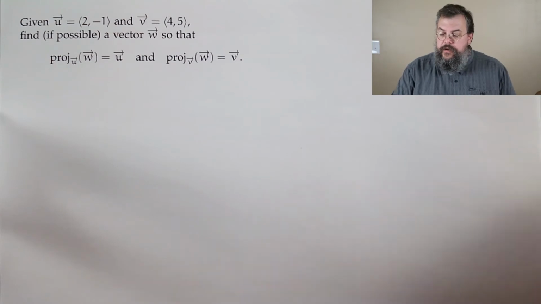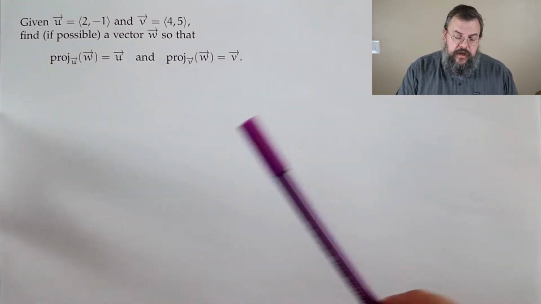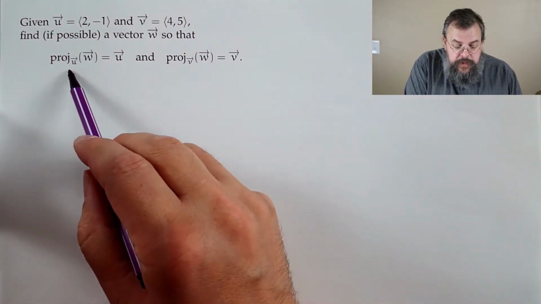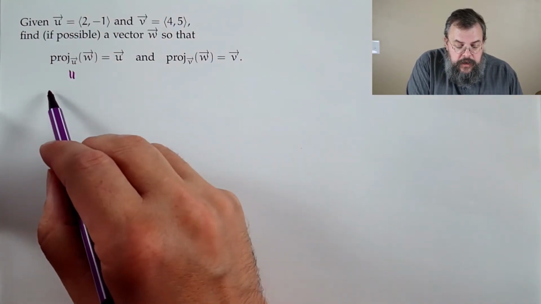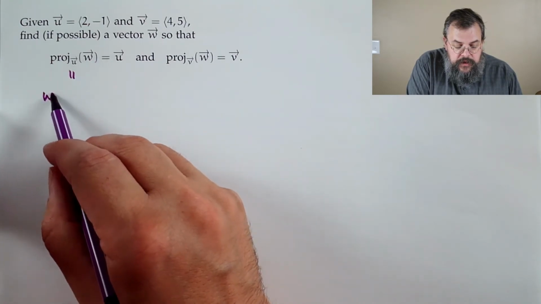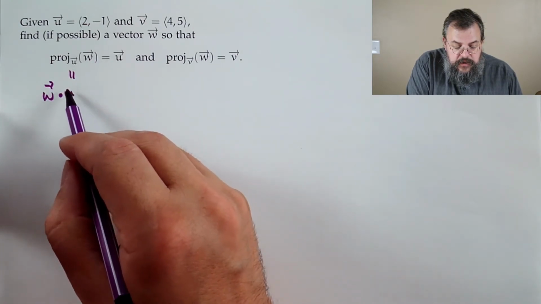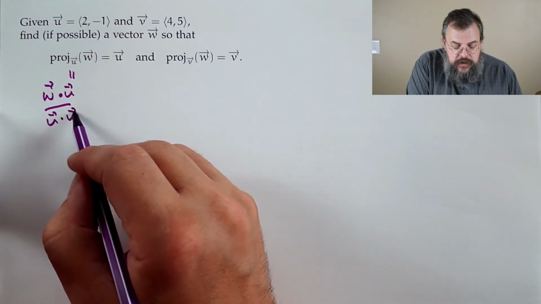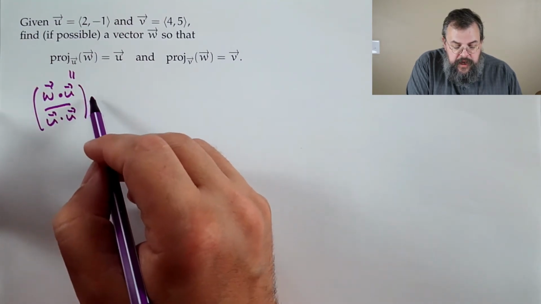Now, normally when we take a projection onto u, what would we have? Well, this would be the vector we're taking the projection of, which is w dot u over u dot u, and then we multiply it by u.